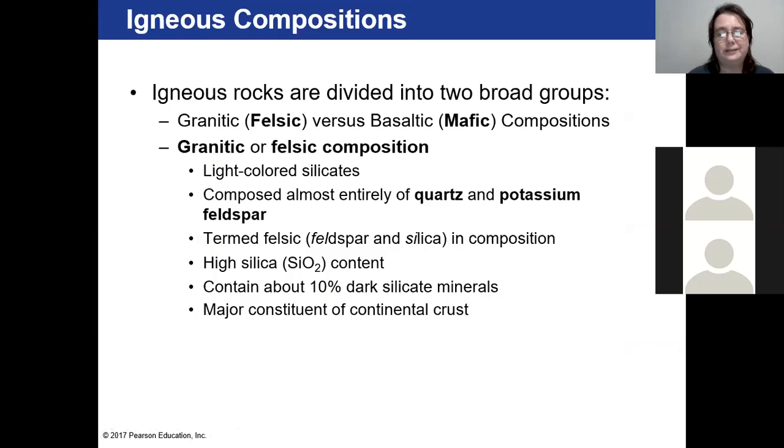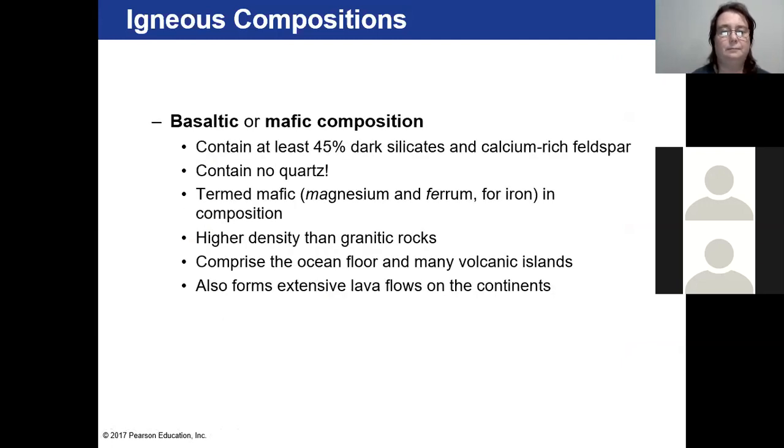So felsic is shorthand for feldspar and silica because of the composition. Granite is the most abundant rock in continental crust. Mafic or basaltic, no quartz, and at least 45% dark colored silicates. It turns the rock black or very dark green. That's what it's going to look like. And mafic is shorthand for magnesium and iron.